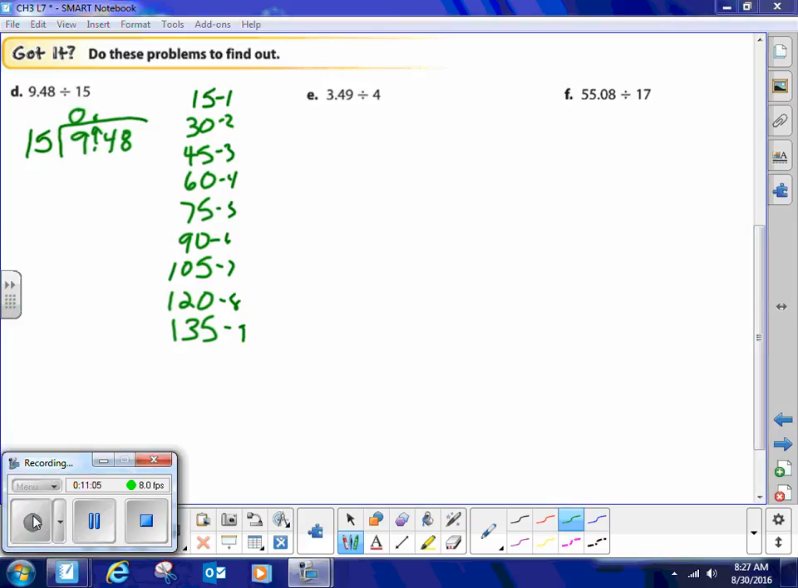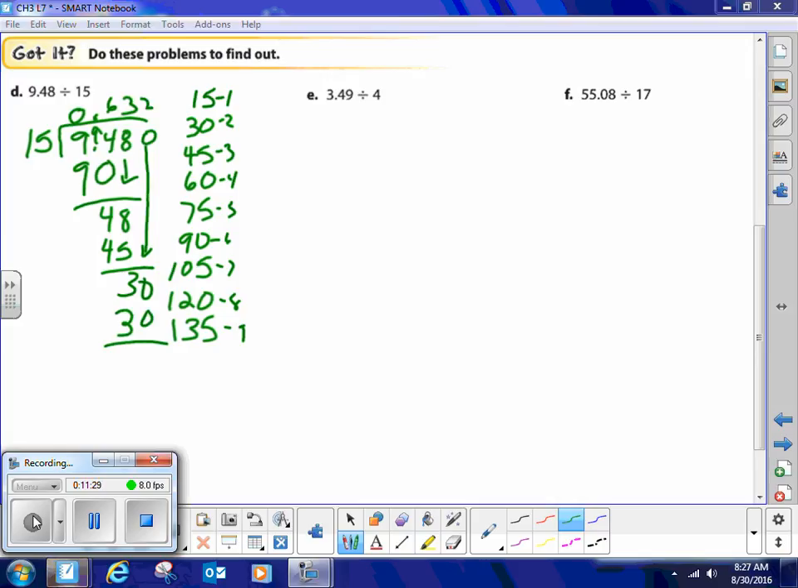I notice that 15 goes into 94 6 times, because I've got it right here, right? Already written. I bring down the 4, I bring down the 8. I got 48. I look over here at 45, right? You see that? I'm going to have a 3. I have to annex a 0, bring down the 0, and we notice that it goes in 2 times for 30. And we have 15 divided into 9.48 is 0.632, right?